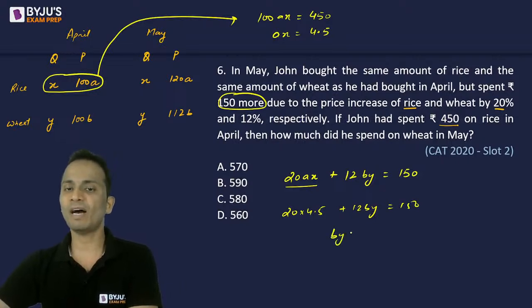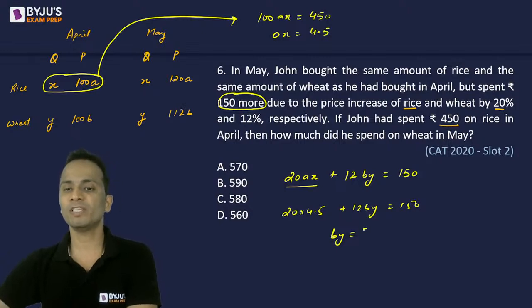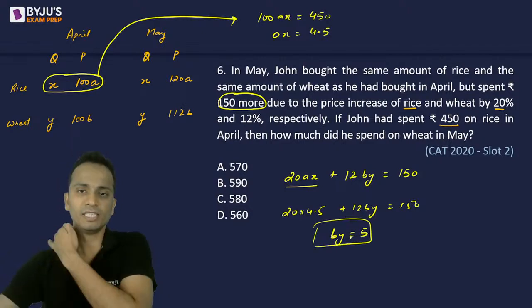So the value of y will be equal to 150 minus 90, which is 60. 60 upon 12 is 5. So the value of y is equal to 5.